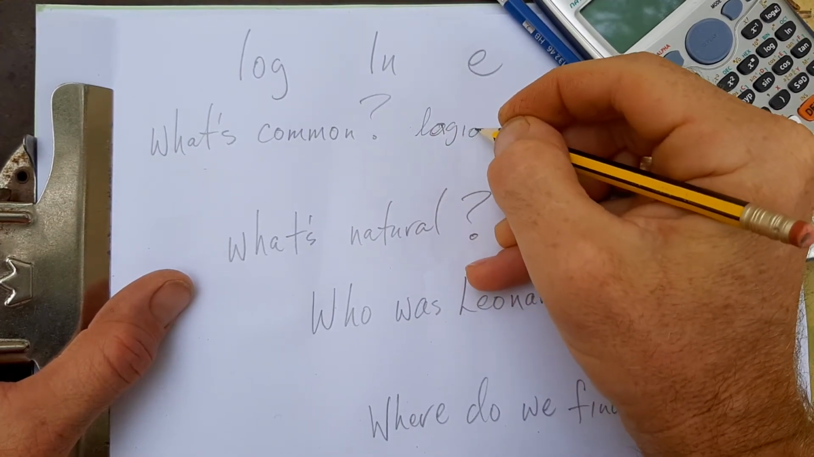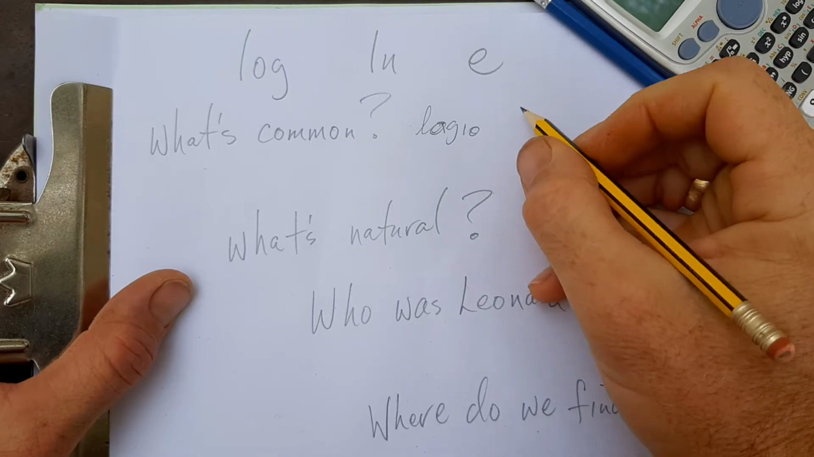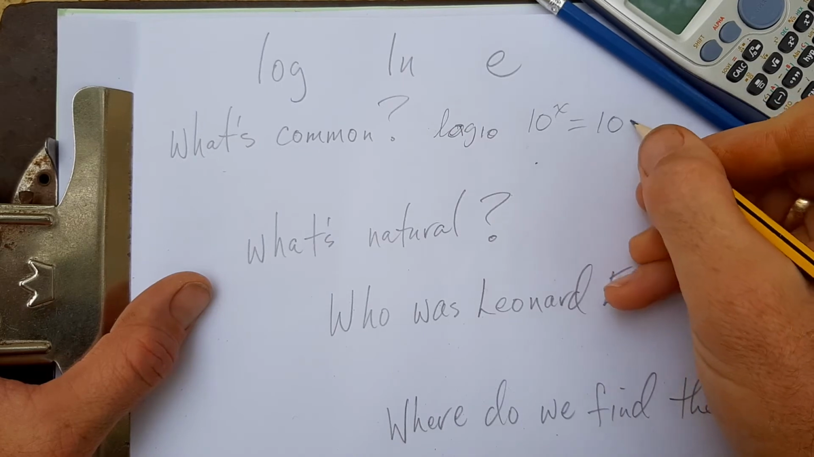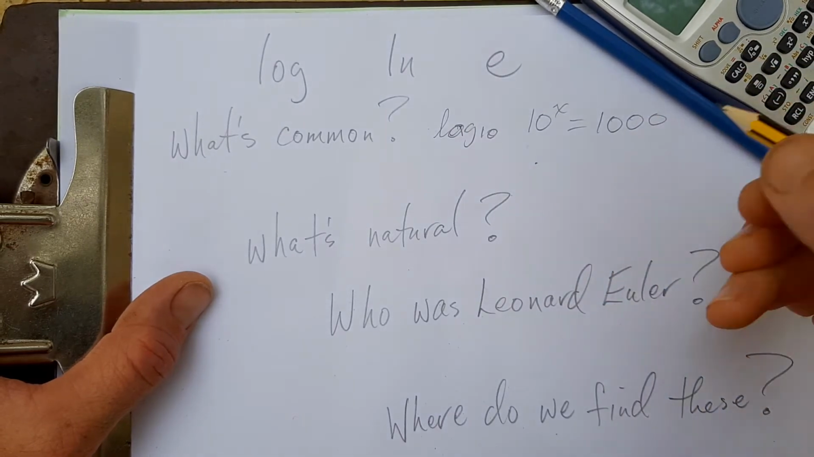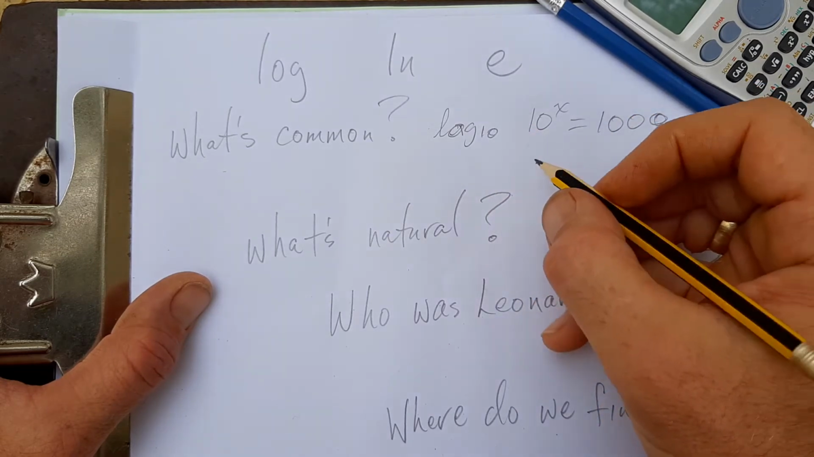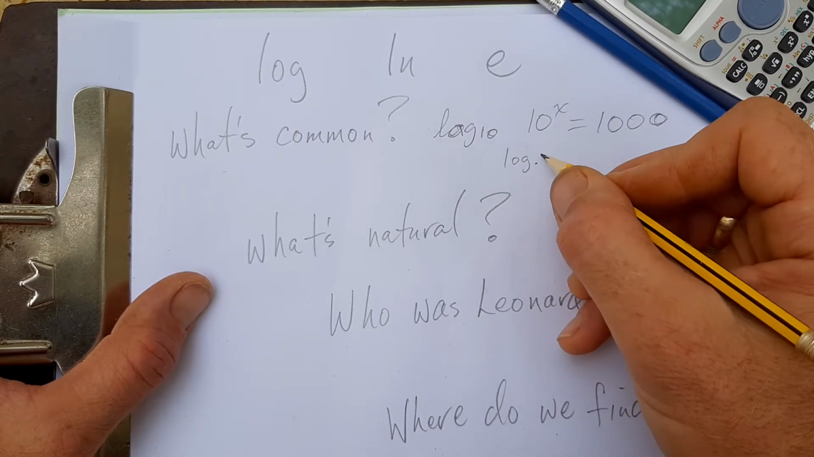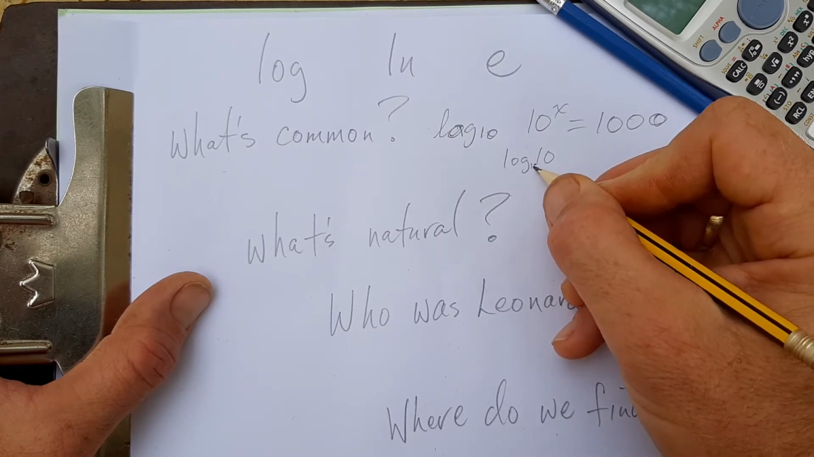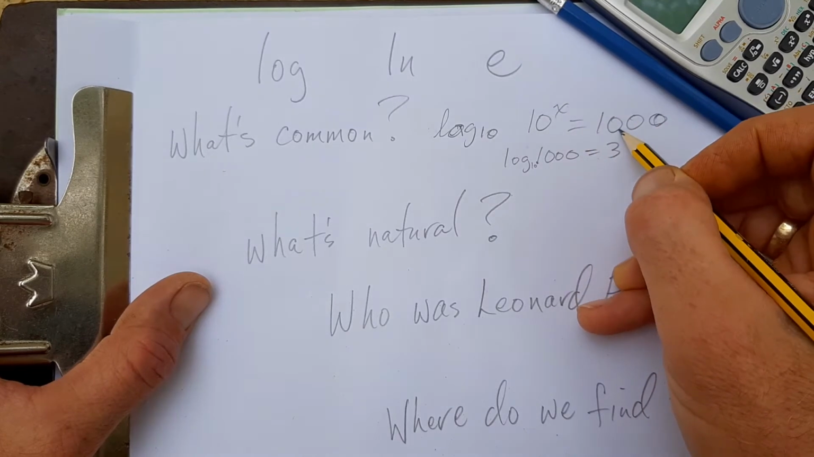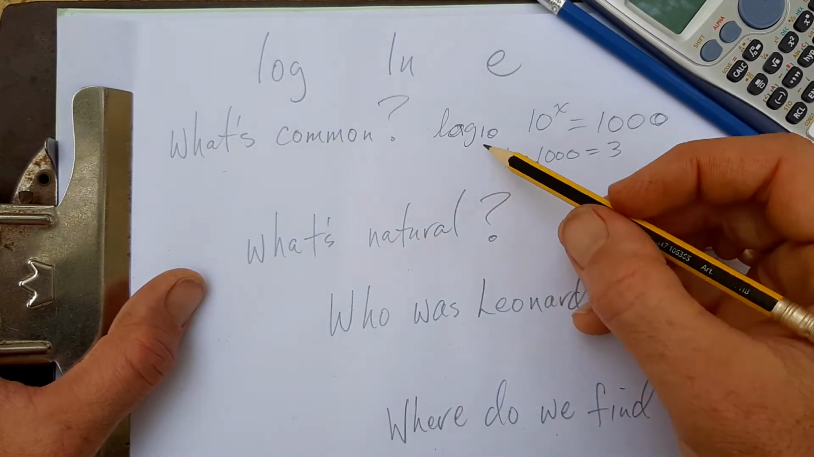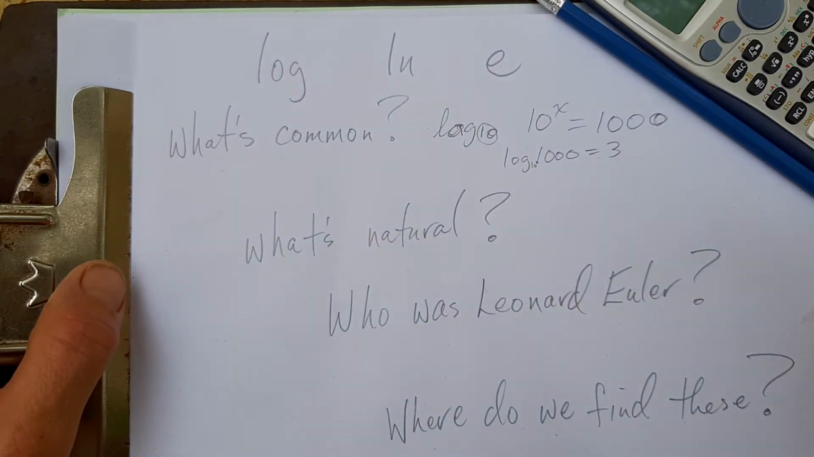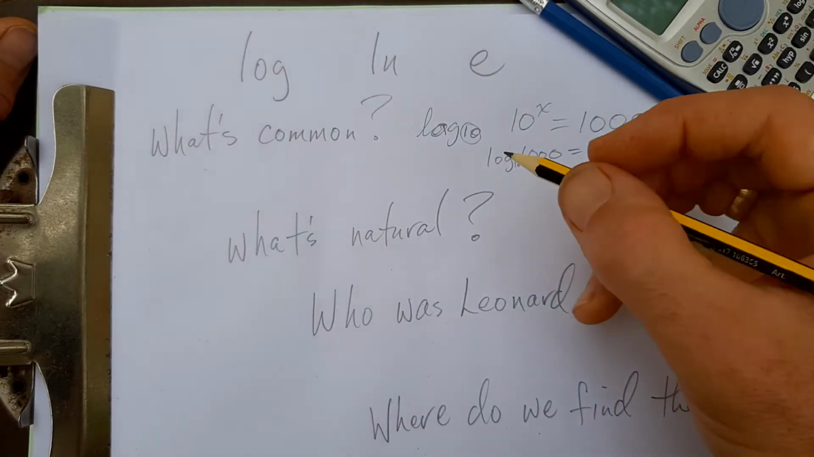base 10. Okay, that's when you're finding 10 to the x equals whatever, 100. Yep, or 1,000. So the log base 10 of 1,000 equals 3. 10 to the third power equals 1,000. So we'll work with that today. Log base 10. They also call this the rule. For some reason, I don't know.